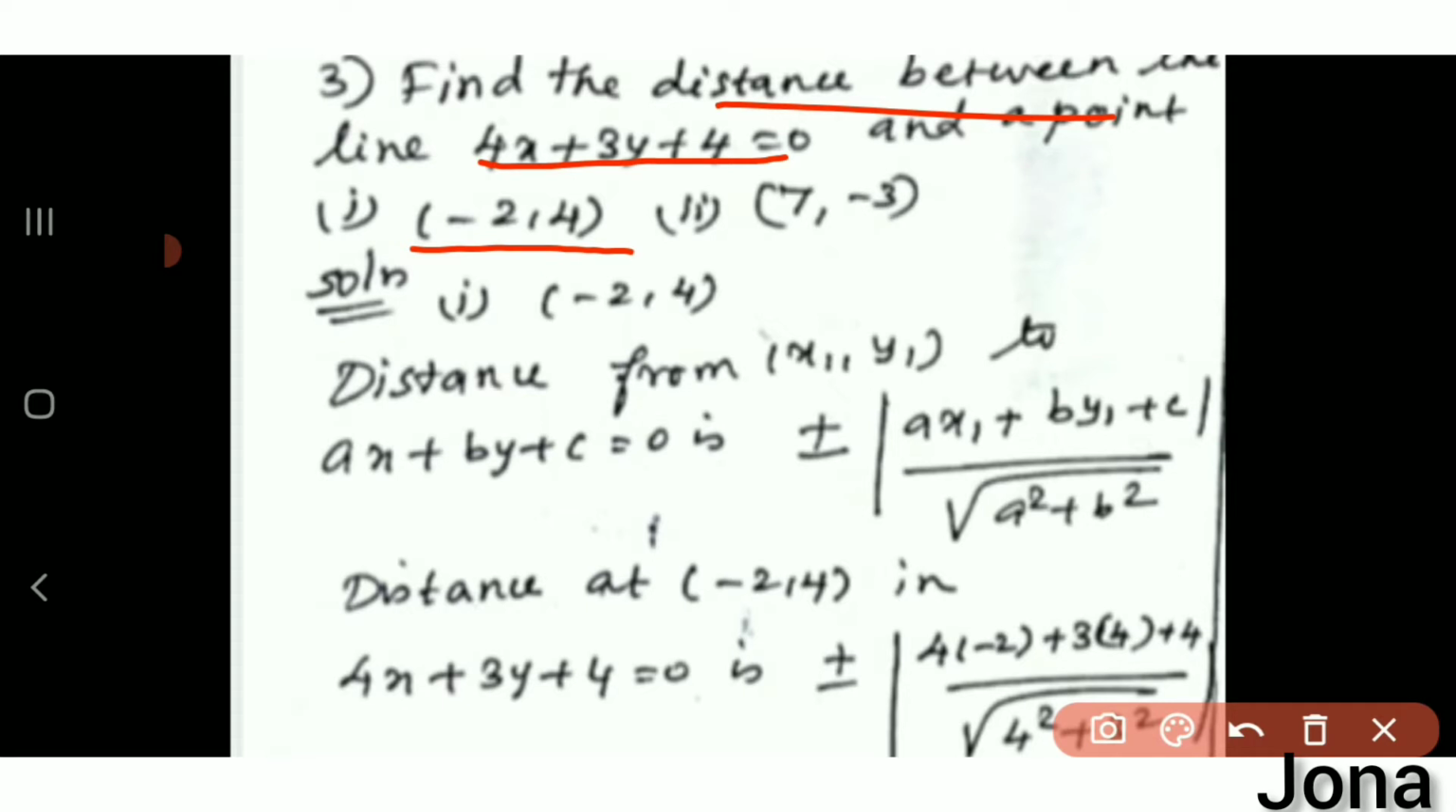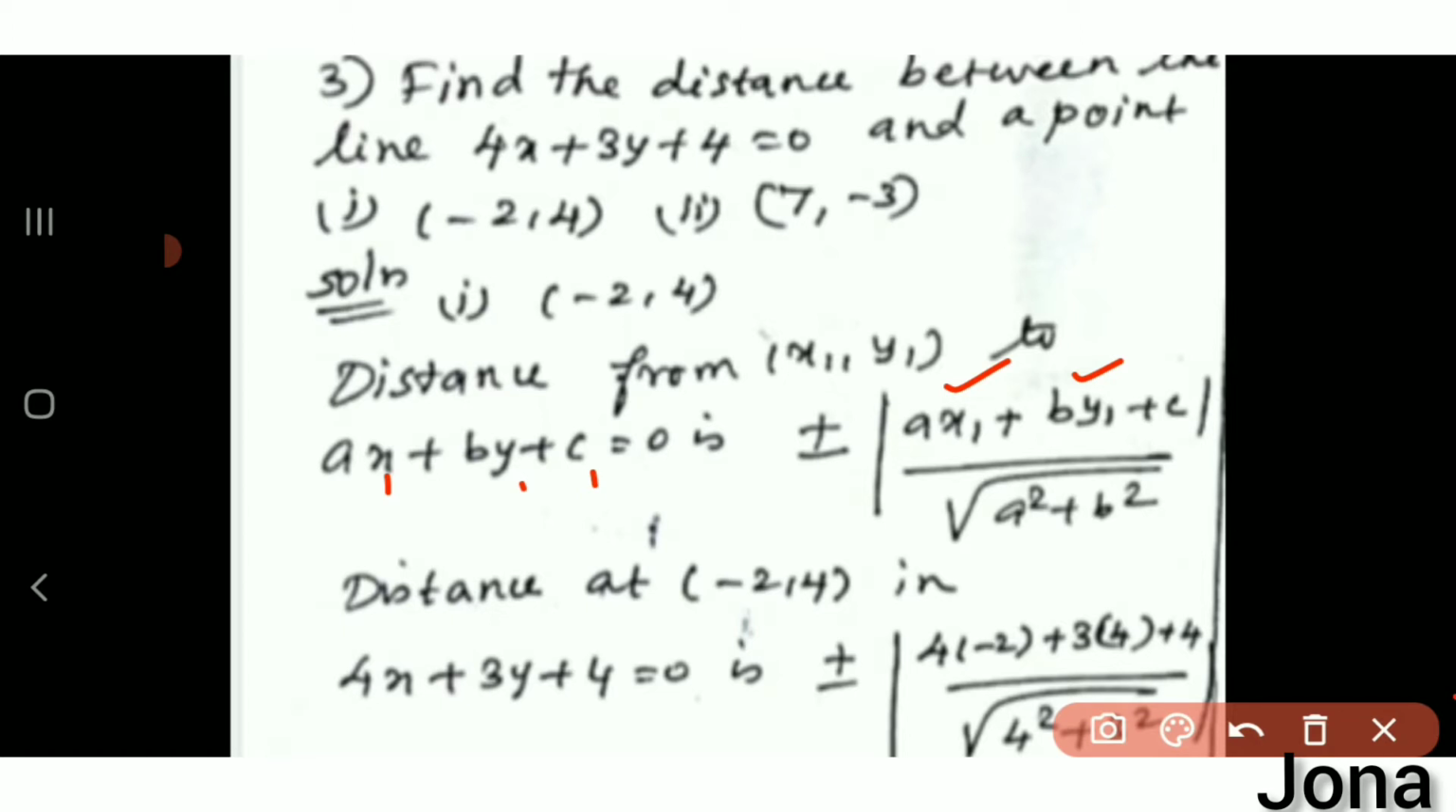We have the formula for the distance from (x1, y1) to the line ax + by + c = 0, which is plus or minus the modulus of ax1 + by1 + c divided by the root of a squared + b squared. Here x1 and y1 are nothing but the given point. We can also write the numerator as ax1 + by1 + c. So let me find the distance now.